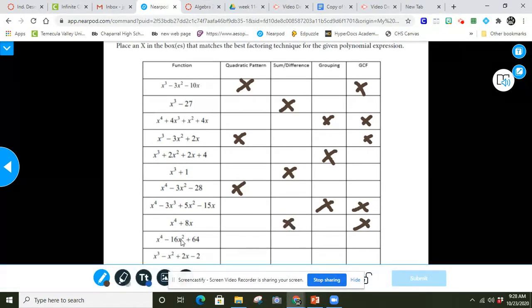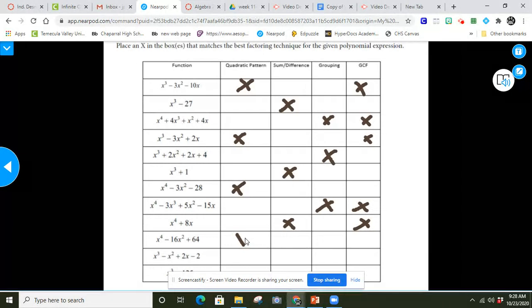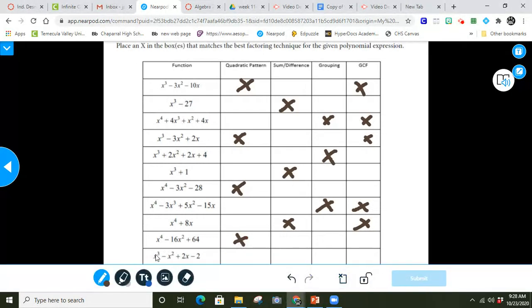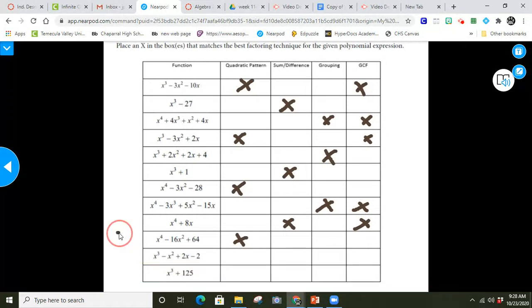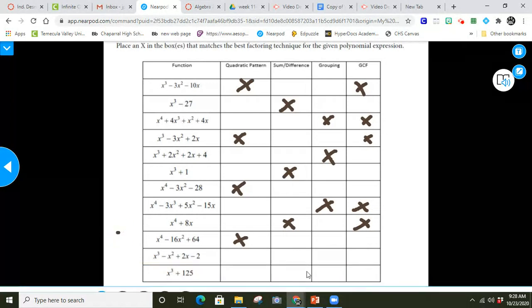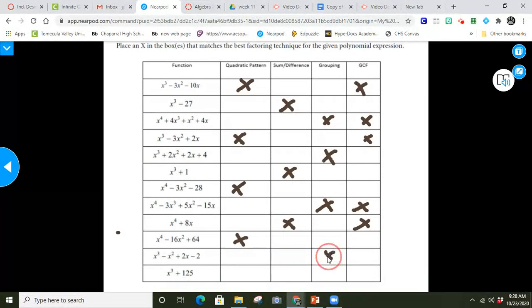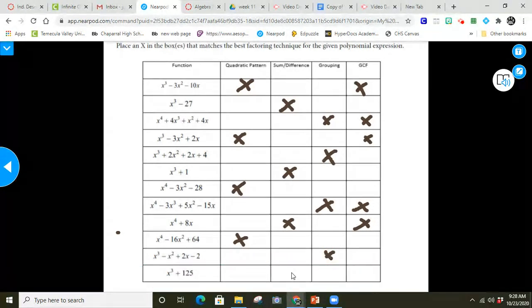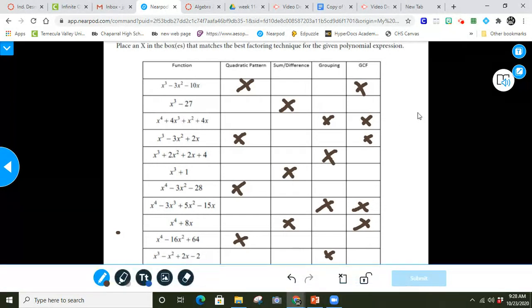All right, then X to the 4th minus 16 X squared, this is a trinomial. Okay, there's no GCF, so this is just a quadratic pattern. And then the next one, X cubed, that's 4 terms, no GCF, so that is grouping. And then the last one will be sum and difference. Okay, so perfect cubes there.